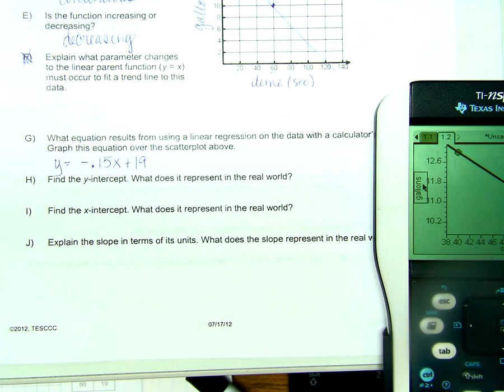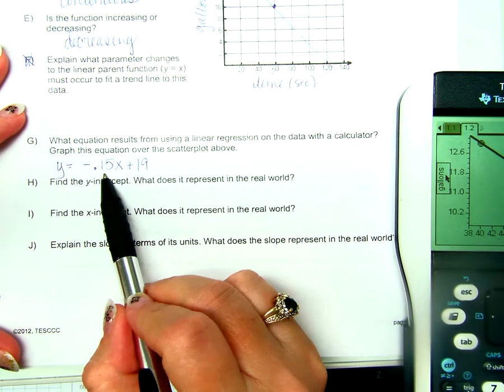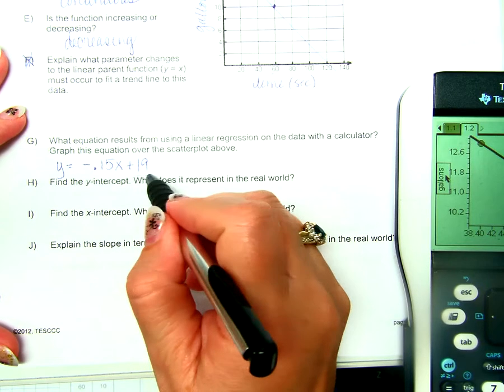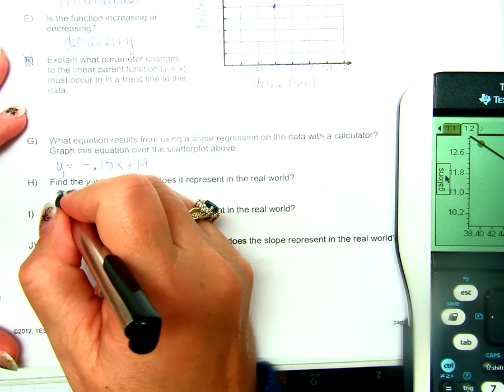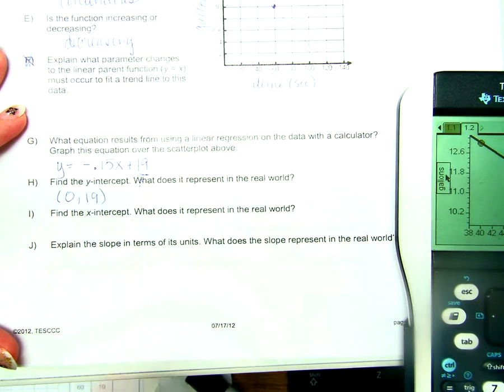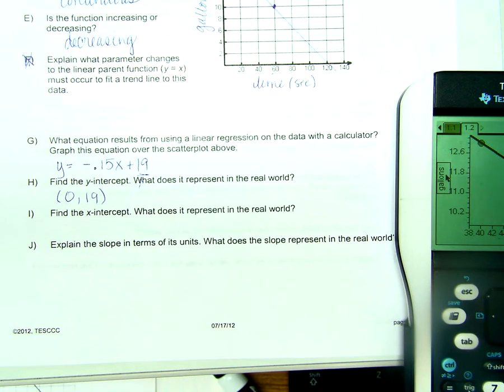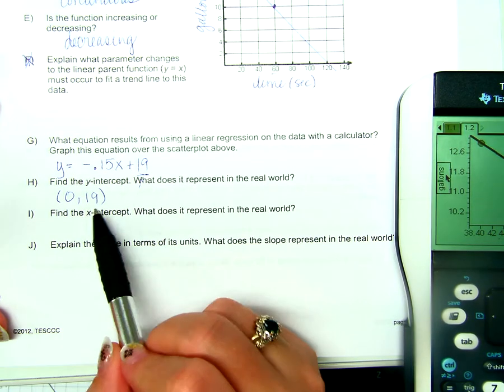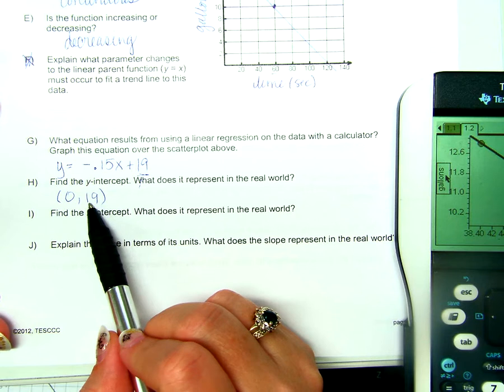So to find the y-intercept, we're going to let x equal 0. Okay? Now if it's in slope-intercept form, hopefully you remember that the y-intercept is just right there. So my y-intercept is going to be (0, 19). Okay? Now what does that mean in the real world? It's a starting point, right? Our y-intercept is always our starting point, so what did we start with? Well, we started with 19.